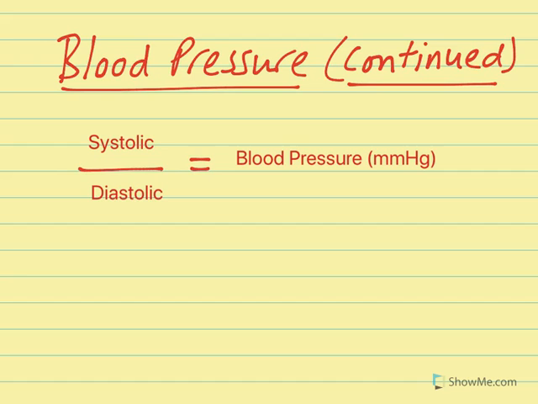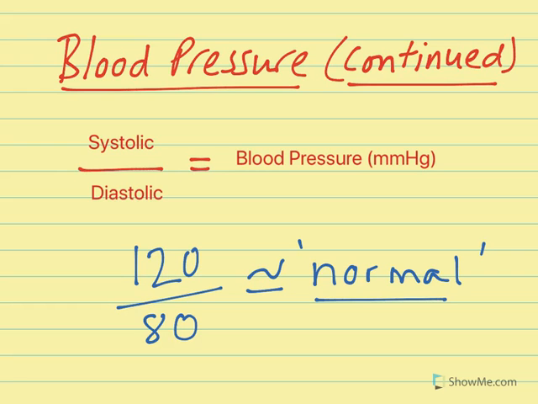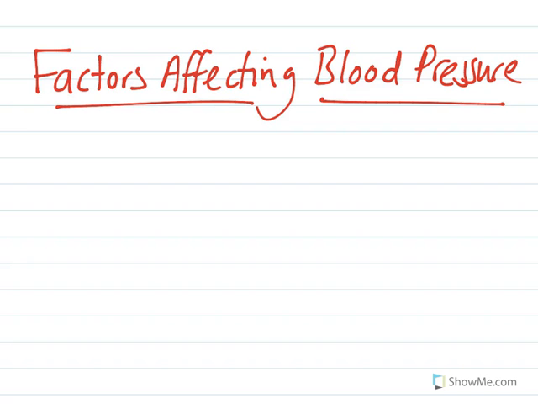So blood pressure is recorded a bit like a fraction, so you have your systolic blood pressure over your diastolic blood pressure, and blood pressure itself is measured in millimeters of mercury. And a blood pressure of about 120/80 is considered round about normal.